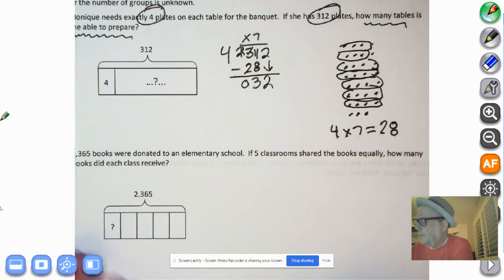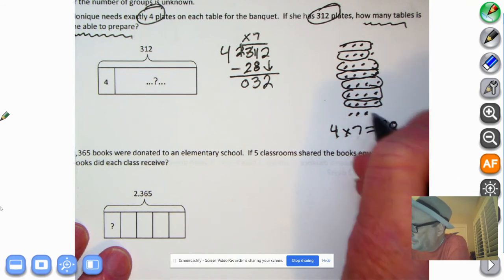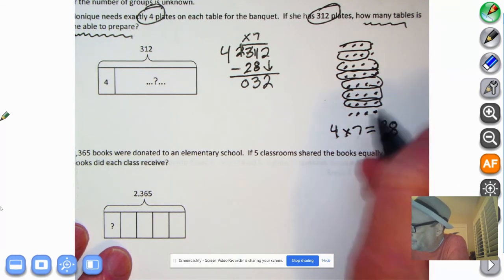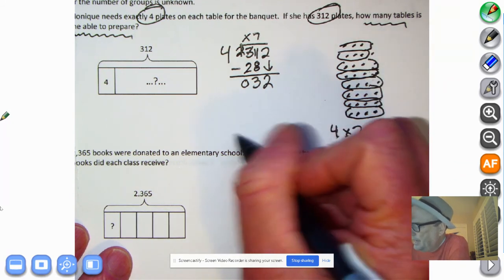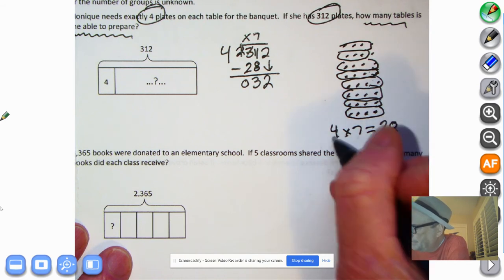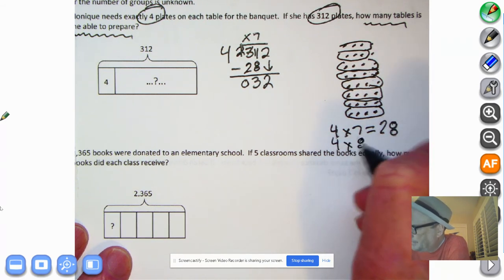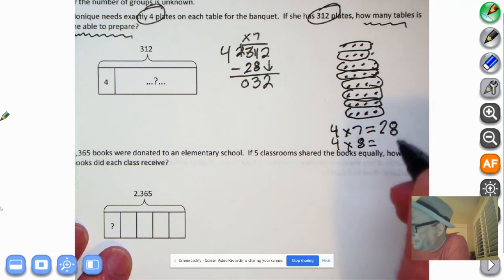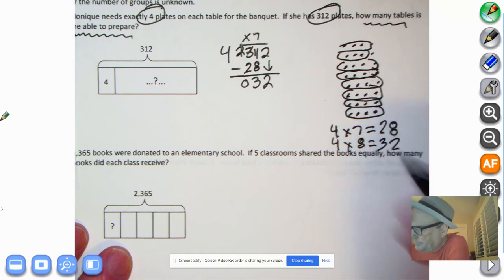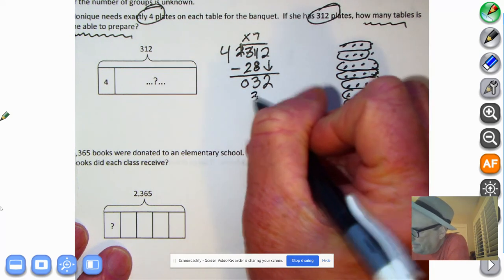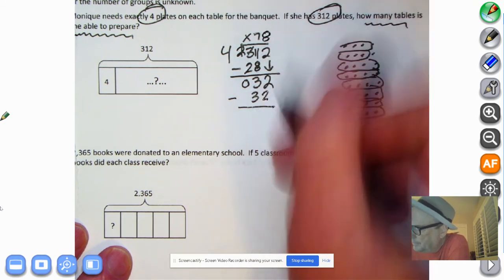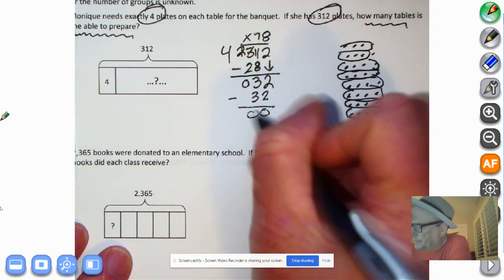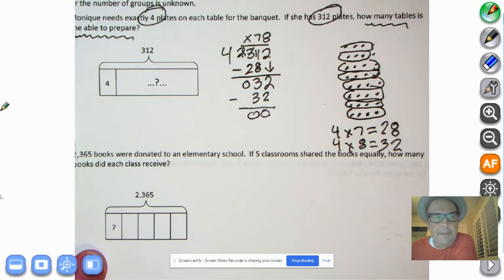All right, so we looked over here and this was 31. What if I just did 32? How many groups of 4 do I have now? It looks like I have 1, 2, 3, 4, 5, 6, 7, 8. And 4 times 8, I'll put it right down here, equals what? 28, 29, 30, 31, 32. There we have it. We subtract. Put the 8 up here. 4 times 8 is 32. Subtract. We have 0, 0. Looks like there's no remainder.